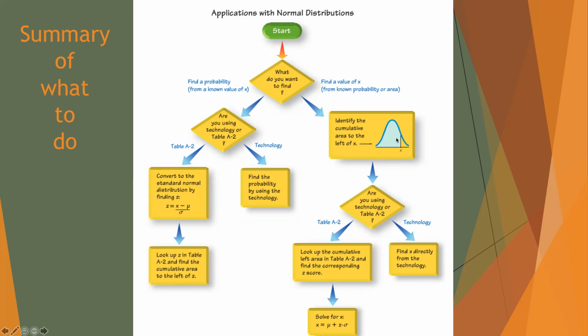If we want to find a value of x, identify the cumulative area to the left, right? Whatever we're trying to find, or the shaded area. And then we use technology. Again, I would recommend that you use the table, make sure you get comfortable with it, and then use technology.